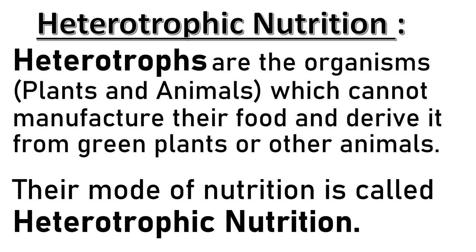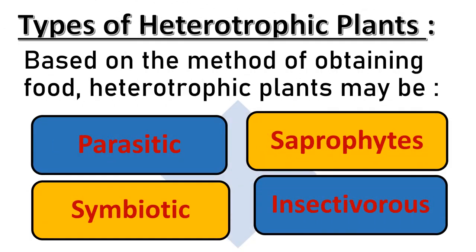Heterotrophic nutrition. Heterotrophs are the organisms, be it plants or animals, which cannot manufacture their food and derive it from green plants or other animals. Their mode of nutrition is called heterotrophic nutrition. Let us now learn about the different types of heterotrophic plants.